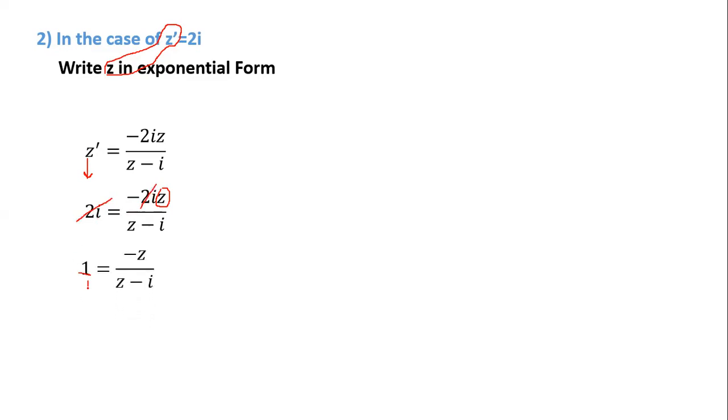Let's now make a cross multiplication, separating z. We get that 2z equals i, z equals half i.